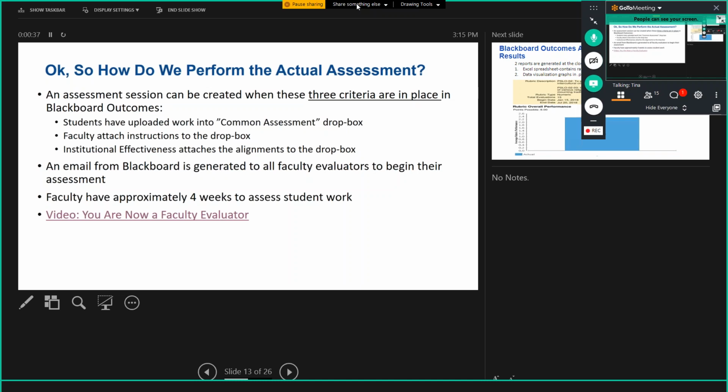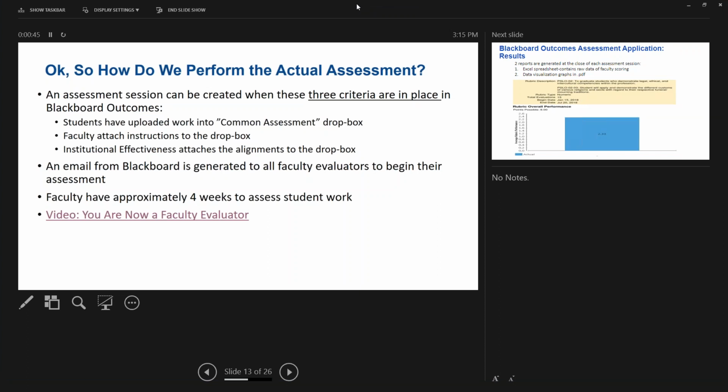So faculty also attach instructions to the Dropbox, and we do that because a session is created when we have the students' work, the faculty instructions, and then the alignments. And so if I'm assigning 3 or 4 faculty to assess a course in the core curriculum, they need to know what was expected of the student at the time. And so we make sure that the instructions go along with the artifacts. And then institutional effectiveness attaches those alignments to the Dropbox.